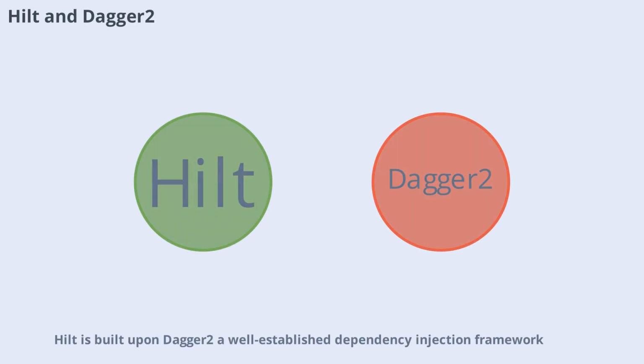Hilt is built upon Dagger 2, a well-established dependency injection framework. While Dagger 2 offers robust features, it can be complex and requires significant boilerplate code. Hilt addresses these challenges by providing a simpler API and automating much of the setup. With Hilt, you can focus on building your app without worrying about intricate dependency graphs. It's designed specifically for Android, integrating seamlessly with the platform's architecture components. Understanding the relationship between Hilt and Dagger 2, you'll appreciate how Hilt enhances productivity and code quality in modern Android development.